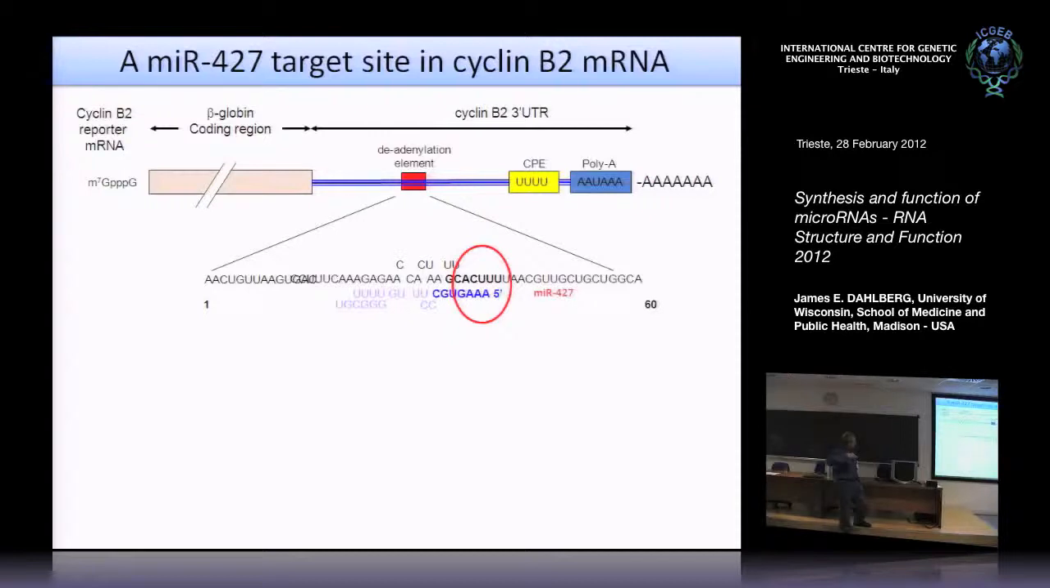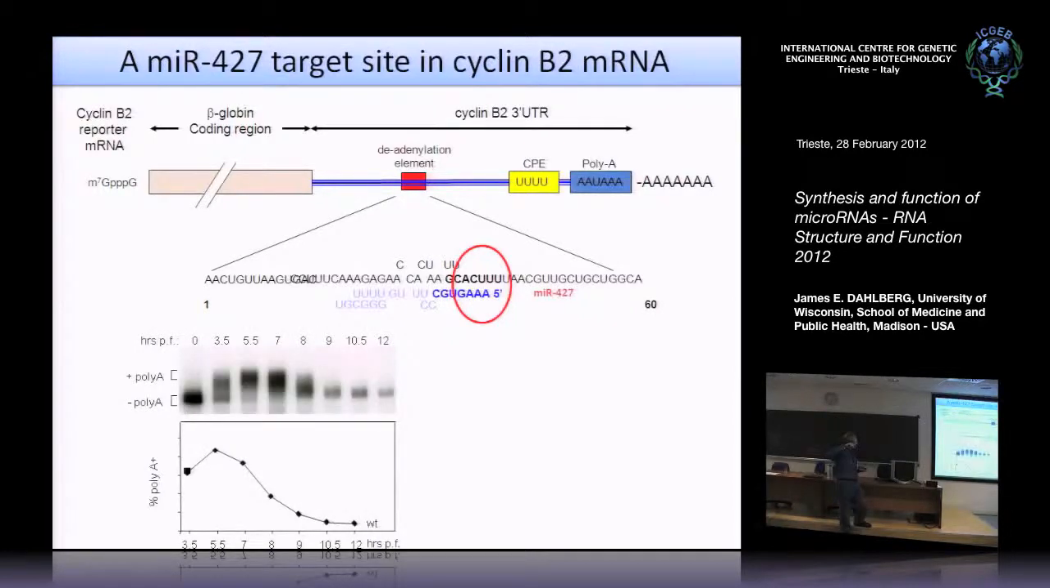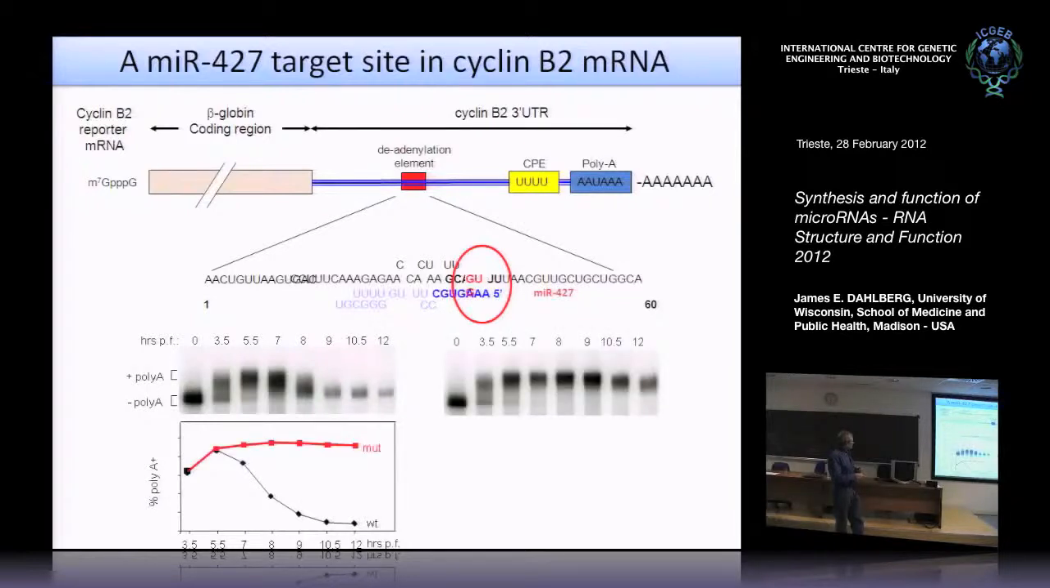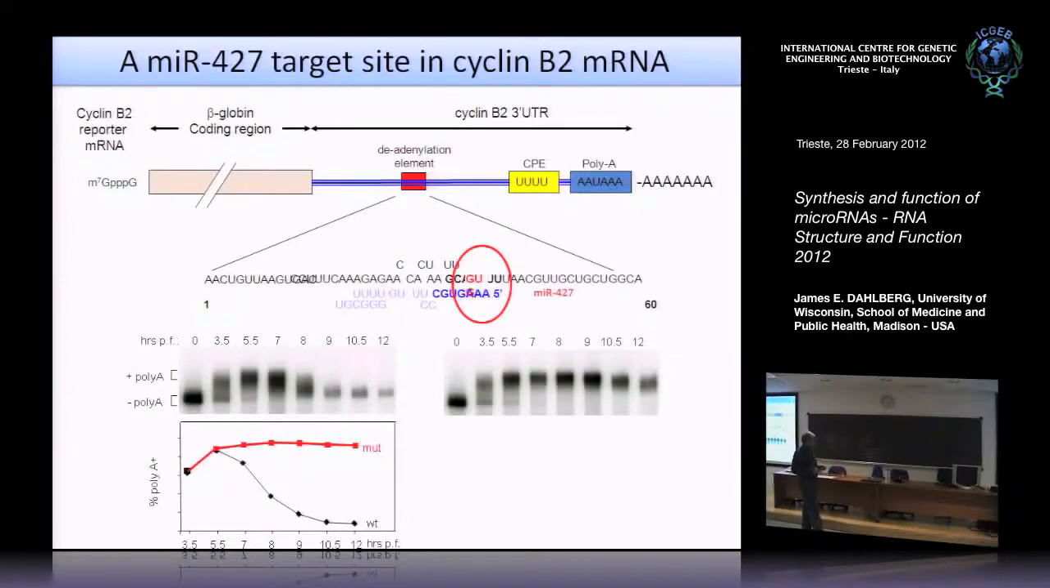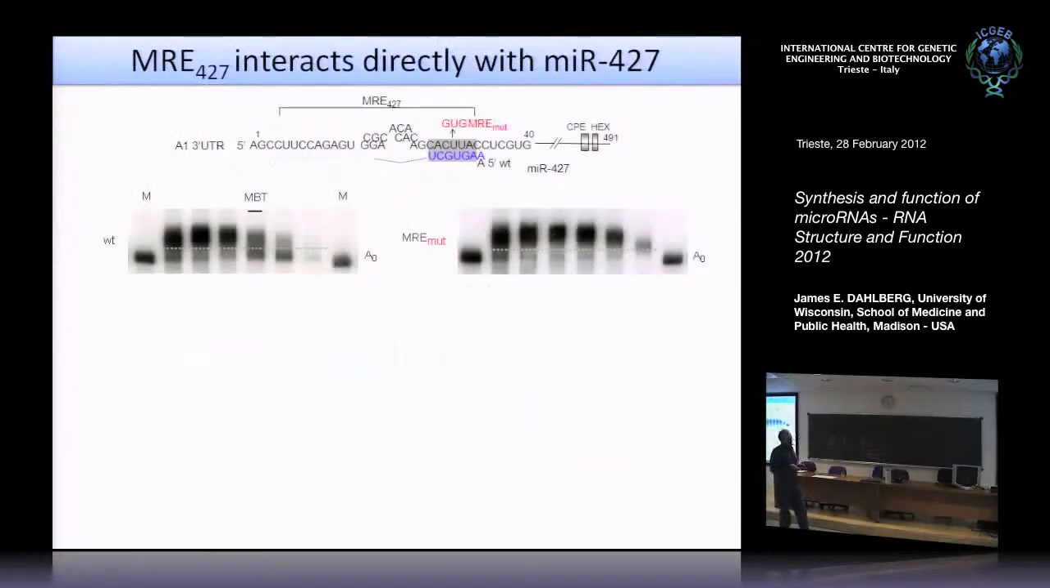So in order to see whether this interaction was important, well, first of all, here's just what you saw before, but quantified to show that the RNA really does disappear. To see whether that sequence is important, we mutated part of the seed sequence there, and now you see that the RNA, the target, is stable, doesn't turn over. So that indicates that this sequence in the seed target plays a role.